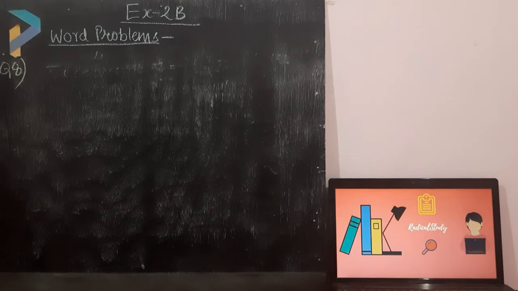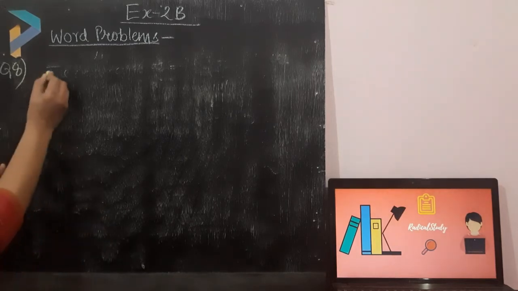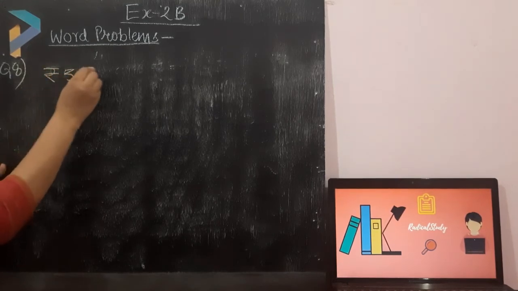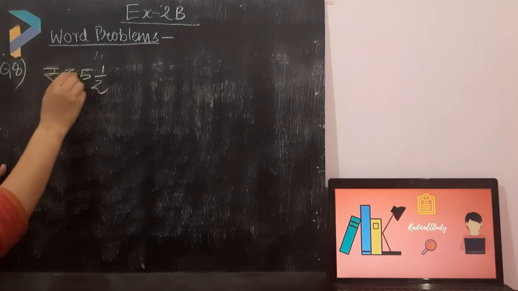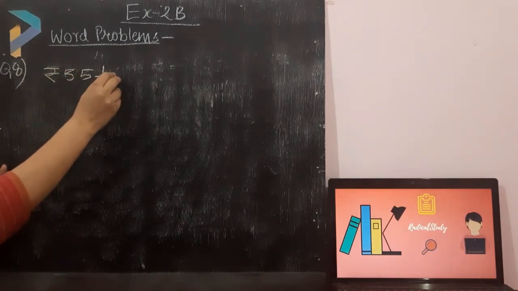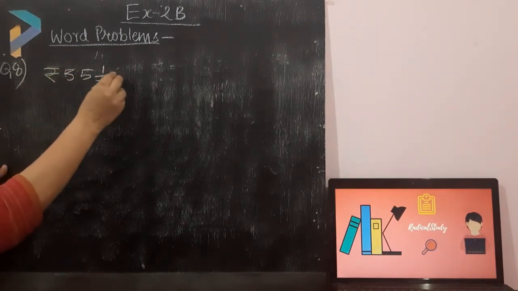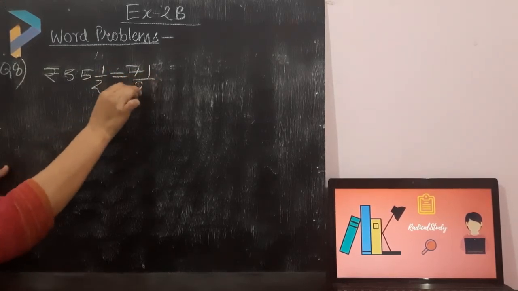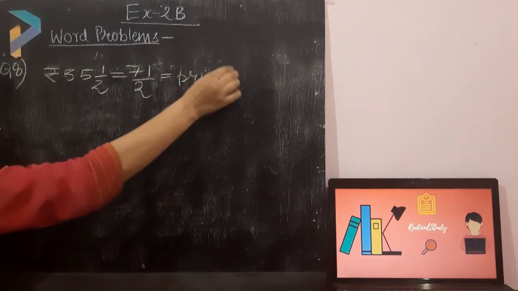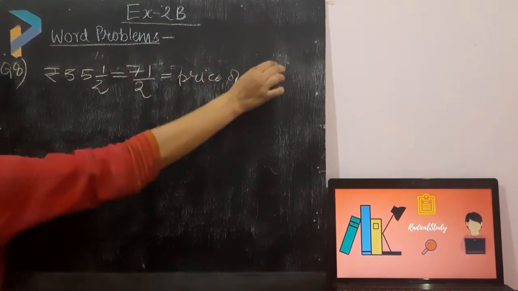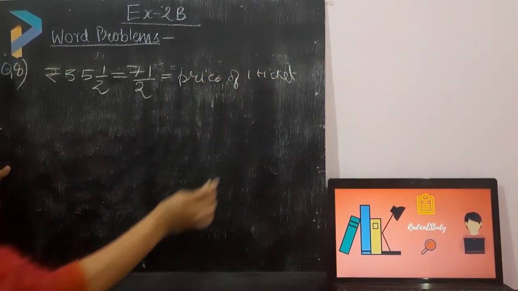Now the next question I am reading it for you. For a particular show in a circus, each ticket costs rupees 35 1/2. So there is a circus show and the cost of one ticket is rupees 35 1/2. I will convert it into improper fraction. So when I will convert it into improper fraction, it will be 71/2. So the price of one ticket is 71/2.